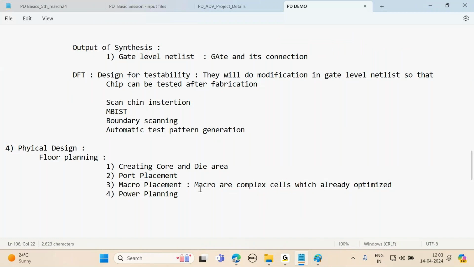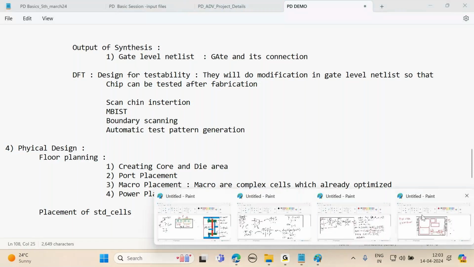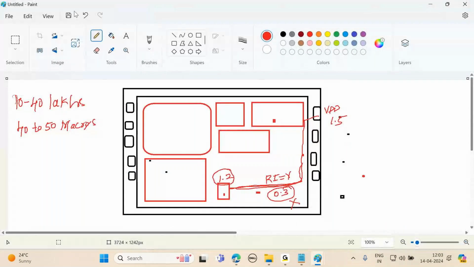Right? So after doing floorplanning, we are going to do placement of standard cells. What is placement of standard cells? All 40 lakh cells that you have here, all these cells you should place in the core area. All the cells you start placing in the core area. So what is this? This is the layout of cells. It is not a normal cell. It is a layout of a cell. You place inside the core area. Only cells we are placing.